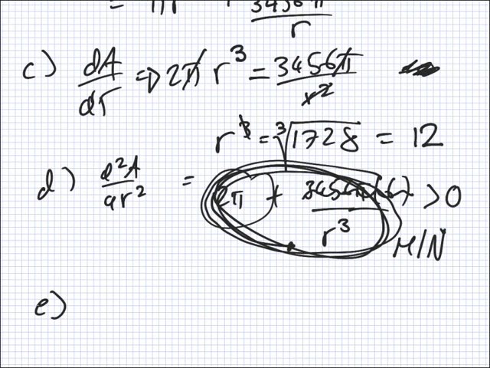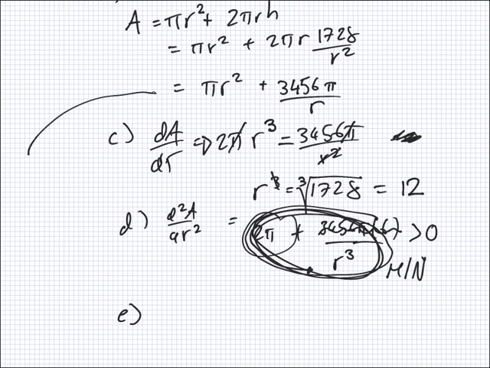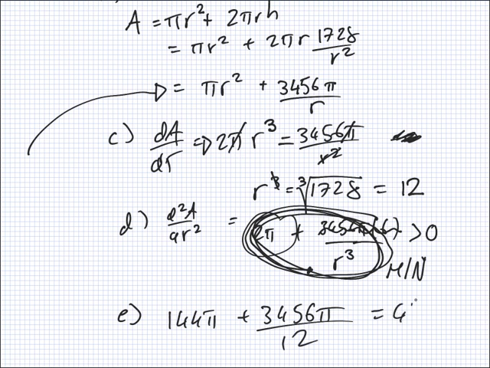Wait, that's the part you're having trouble with? Isn't that the first? You just sub your answer of 12 into this. So that's 144 pi plus 3456 pi over 12, whatever that is. Did you only do the second derivative to check? Well, they asked you to do it, yeah. But no, that wasn't the purpose.